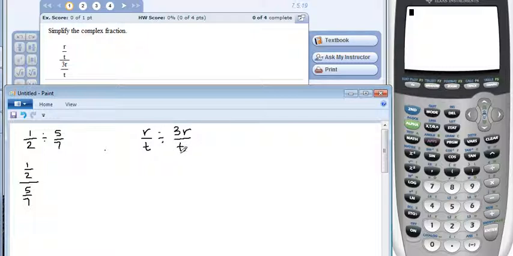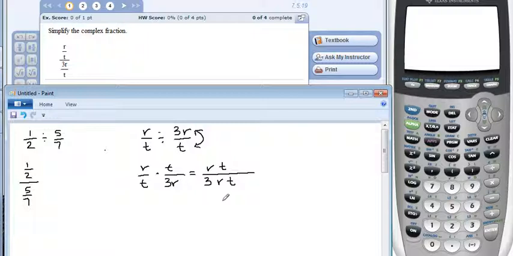And now we're back to how do we divide fractions? Well, we divide fractions by leaving the front one or the top one alone, multiplying by the reciprocal of the back one. Right? Now we have multiplication. We've got an r and a t. We've got a 3, an r, and a t.